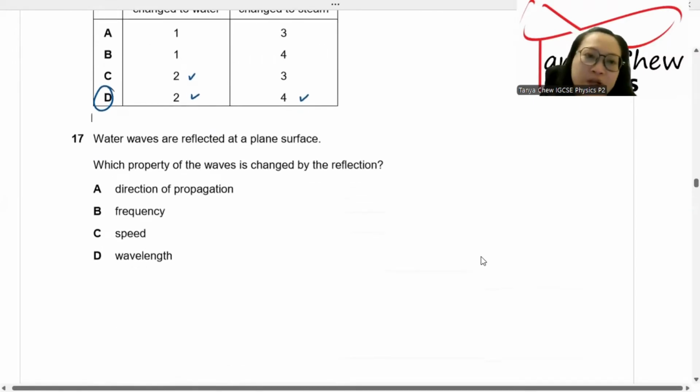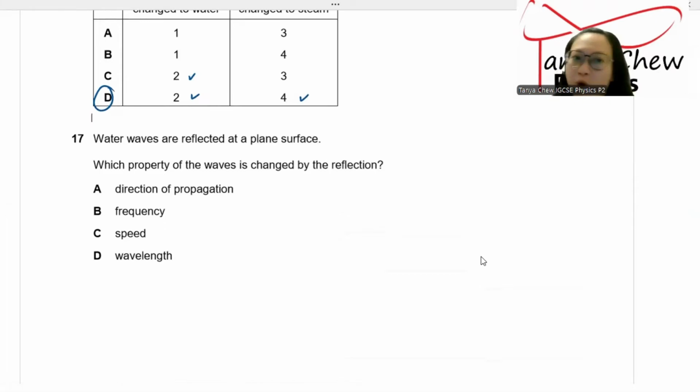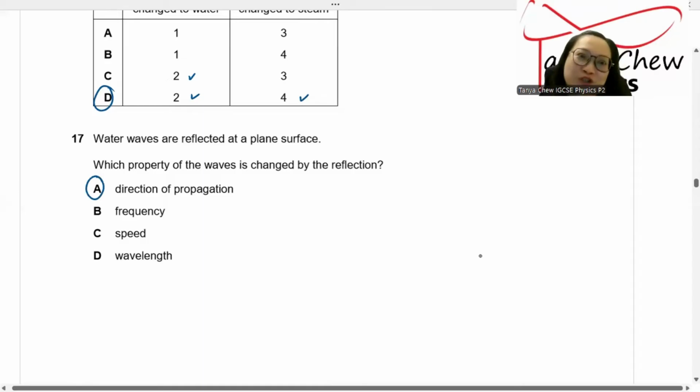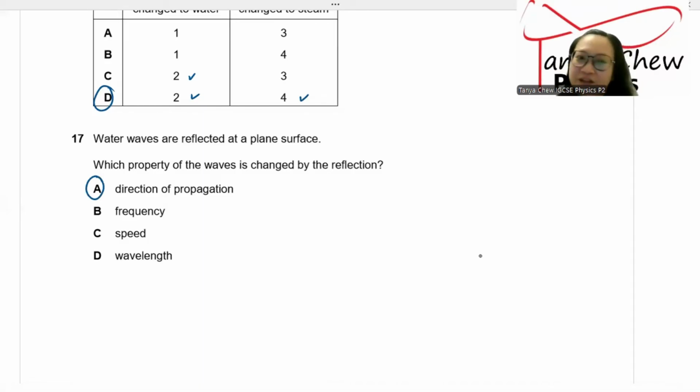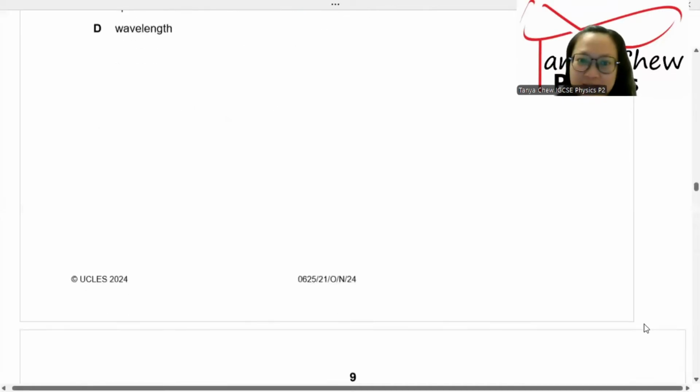Question number 17. Water waves are reflected at a plane surface. Which property of the waves is changed by the reflection? Reflection will cause the direction to change because it occurs in the opposite direction. Everything else will remain constant.